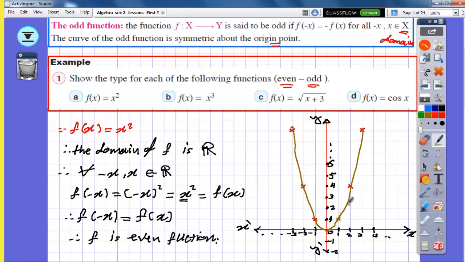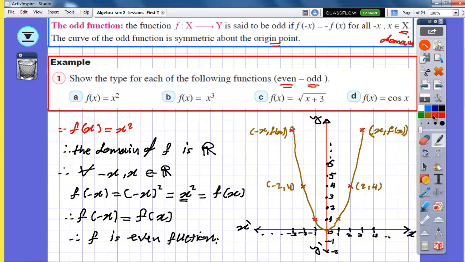So the curve of the function is symmetric about the y-axis, and we have to notice that for every point negative x and f of x, we have its image by reflection on the y-axis, x and f of x. For example, we have here negative 2 and 4. Its image must exist: 2 and 4.